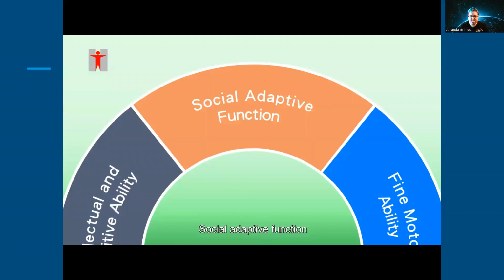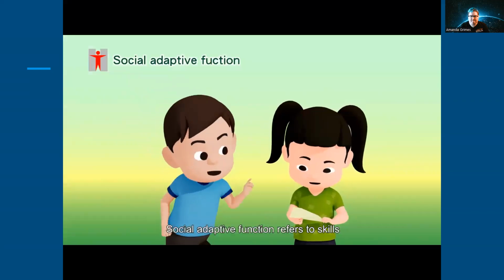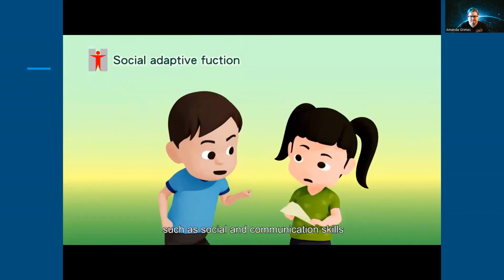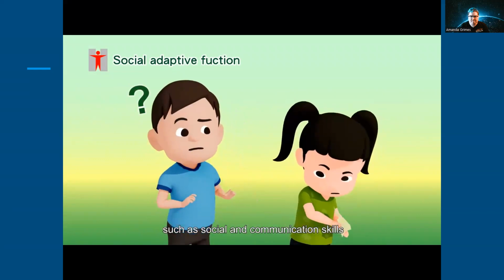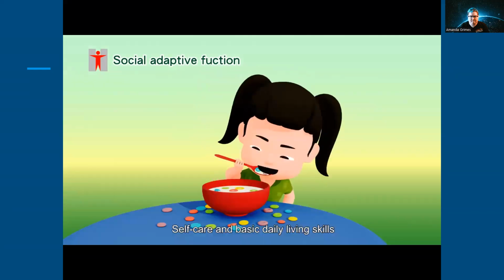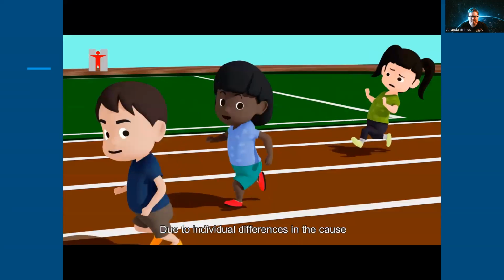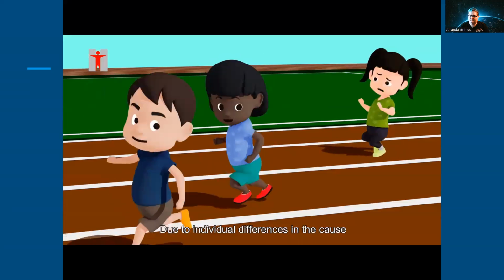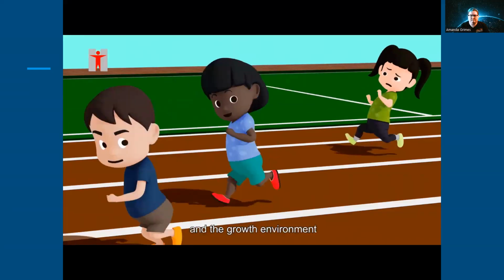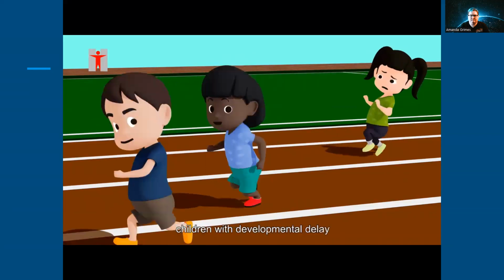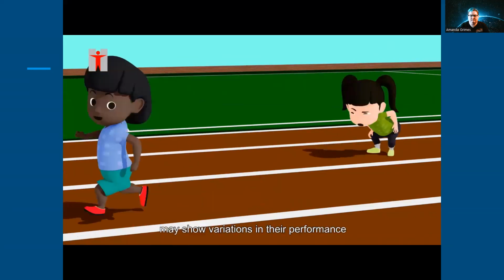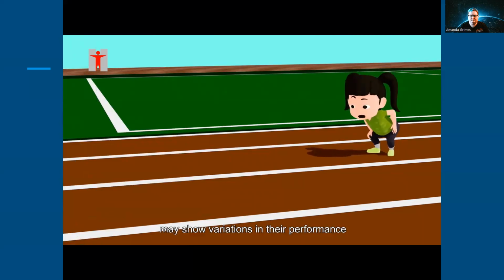Social adaptive function. Social adaptive function refers to skills such as social and communication skills, self-care, and basic daily living skills. Due to individual differences in the cause, the degree of impairment, and the growth environment, children with developmental delay may show variations in their performance.